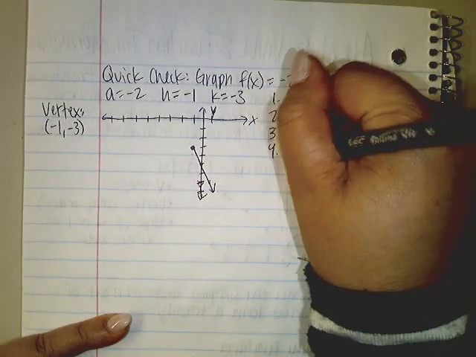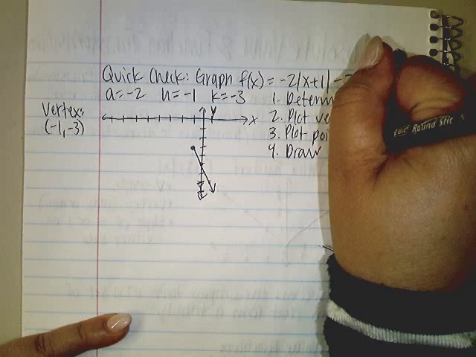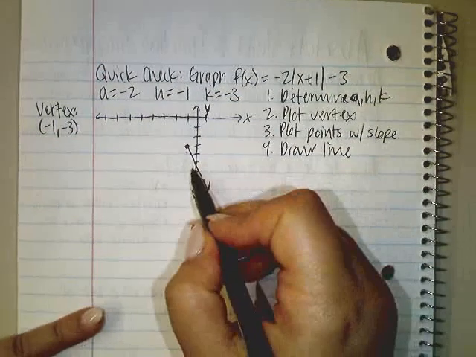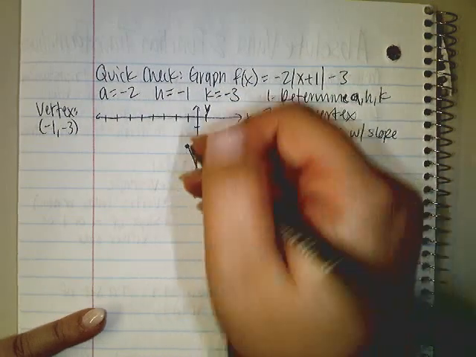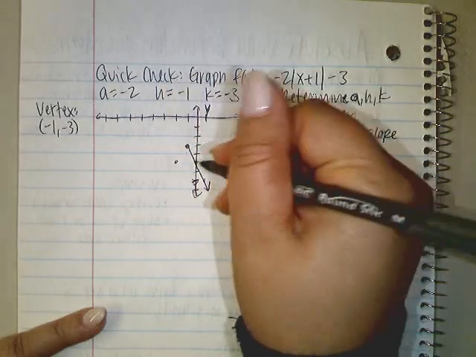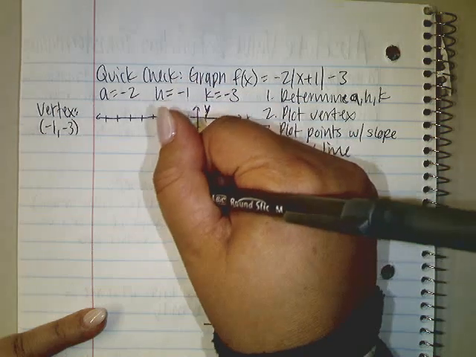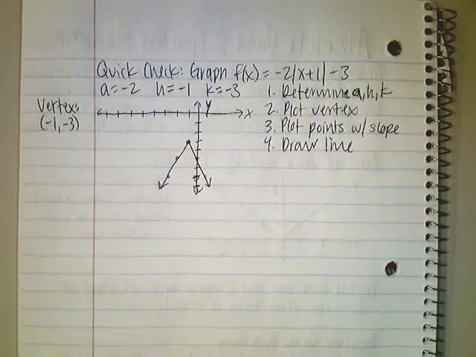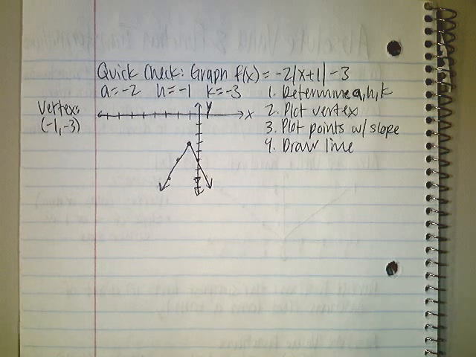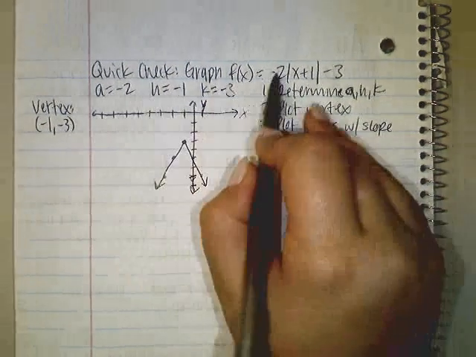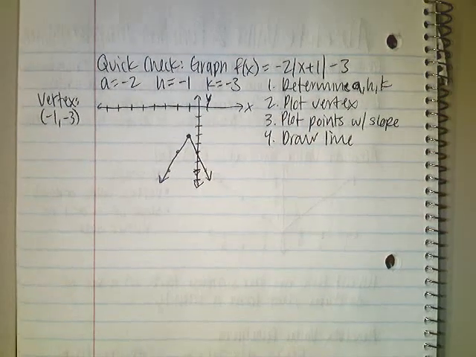And 4 is going to be to draw the line. So now I know to make a V shape, I need to do the same thing, but in the other direction. So I'm going to go down 2 to the left, down 2 to the left. And then I have my absolute value graph. So this time it opens down. So notice when you have a negative A value, you're going to have a graph that opens down.